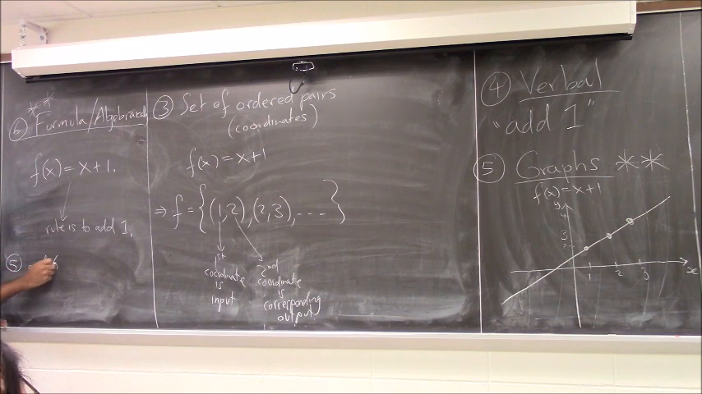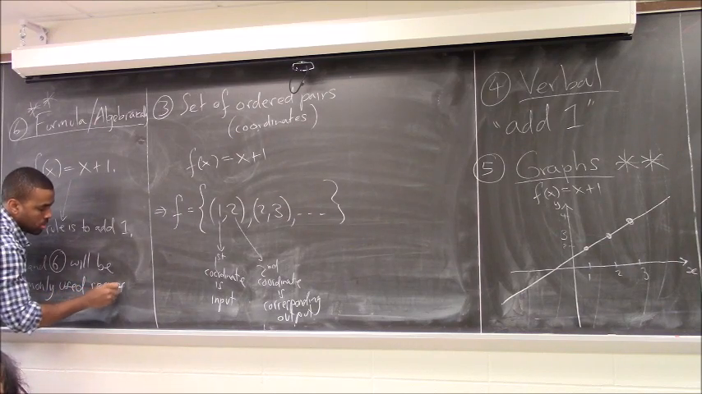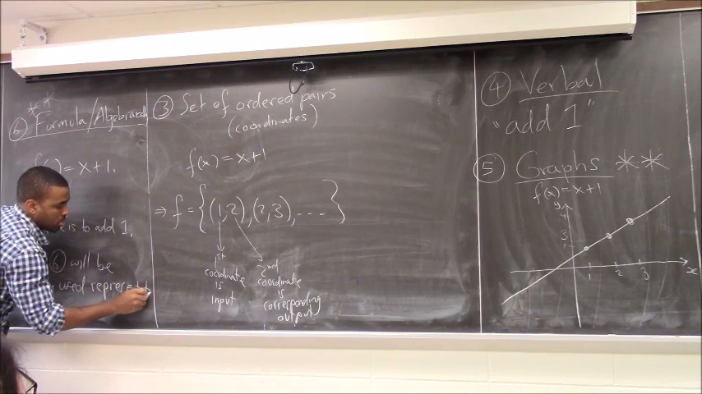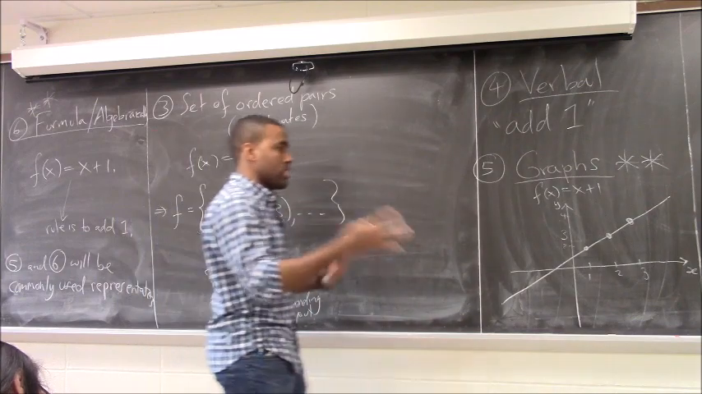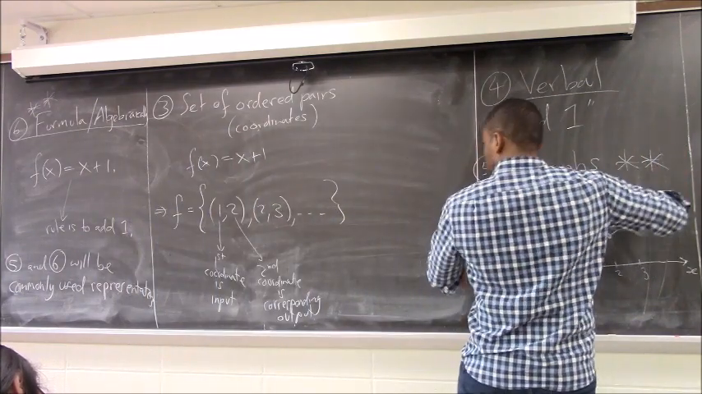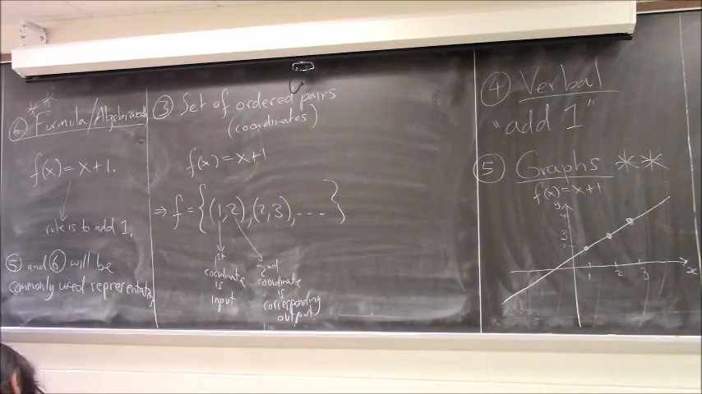5 and 6 will be commonly used. In fact, usually to solve problems, we're going to want to use either one of these two. So if we're given something in some other way, we'd probably want to be able to draw a graph from it or come up with a formula for it, and that will allow us to solve problems.